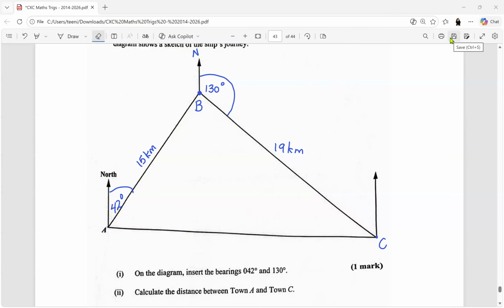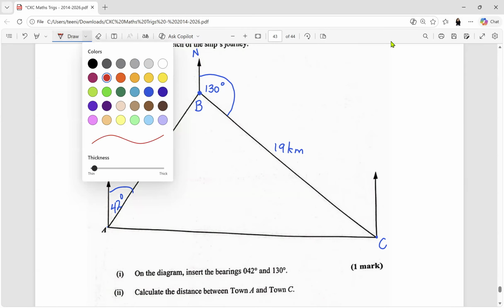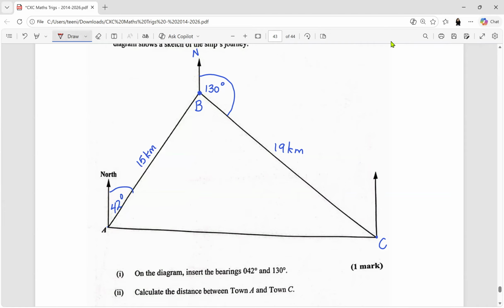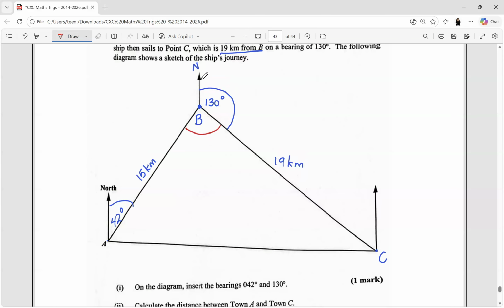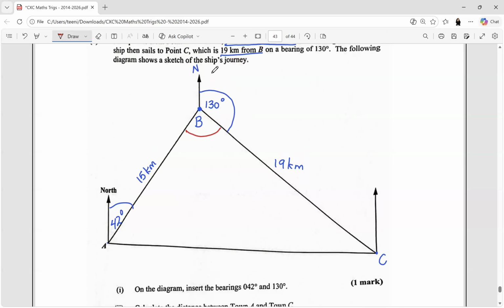Sorry about that, guys. All right, so to calculate the distance between town A and town C, we first need to find an angle. In order to use any of the rules, whether sine or cosine rule, we need to have at least one angle if we need to find a third side. So the easiest angle that I can find here is this angle at B. I can find it because remember, these two north lines at A and B are parallel to one another.